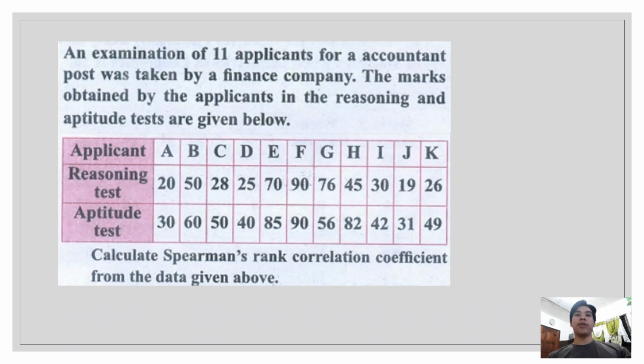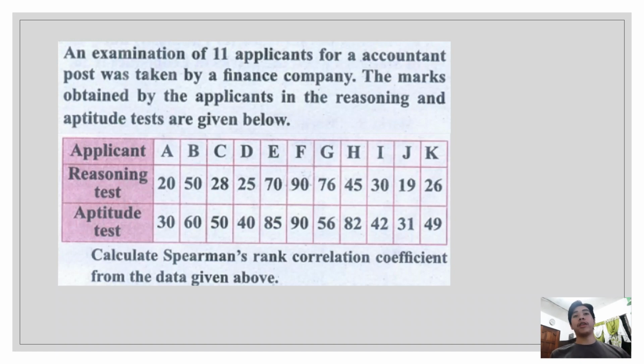Applicant H got 45 in reasoning and 82 in aptitude. Applicant I got 30 in reasoning and 42 in aptitude. Applicant J got 19 in reasoning and 31 in aptitude. And applicant K got 26 in reasoning and 49 in aptitude. Then calculate the Spearman rank correlation from the data given above.